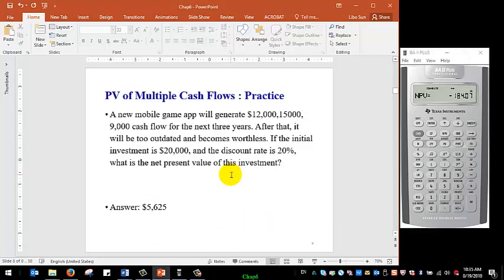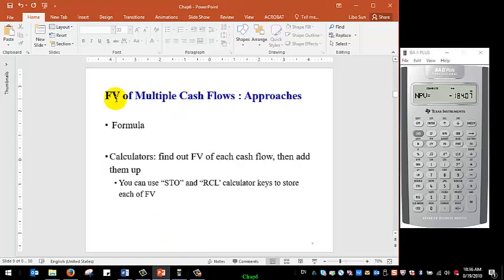I want you now to pause, take a moment to practice this PV question. I want you to try both formula way and financial calculator approach. So that is the first task today, calculating PV for multiple cash flow. There's another type of question. We made a few deposits saving for future, and we want to know how much money we have in the end. So that type is looking for future value of multiple cash flows.